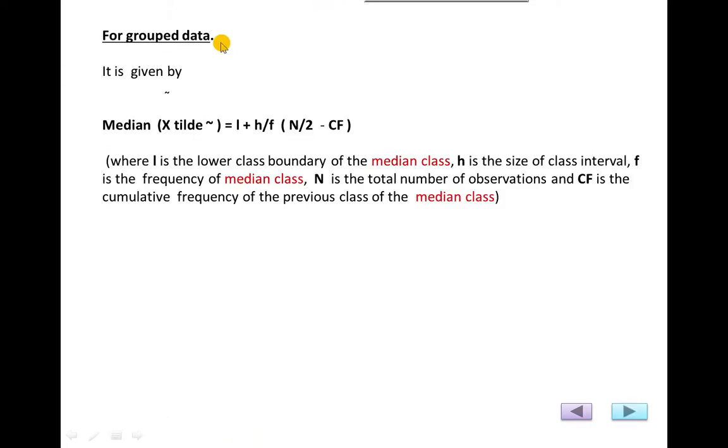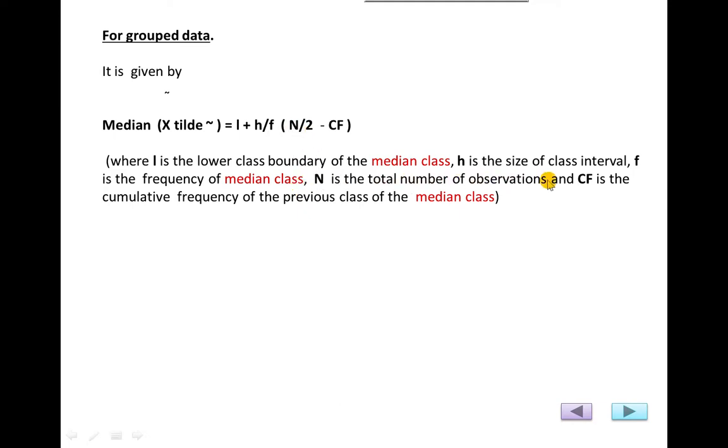And this is the formula of the grouped data for median. L, lower class boundary of the median class. The important word is the median class. H, size of class interval, you have already calculated for grouped data. In the first example, the size is 10. F, frequency of the median class.